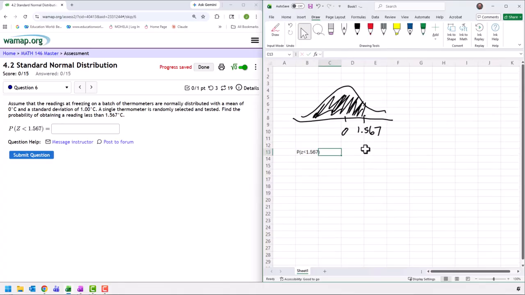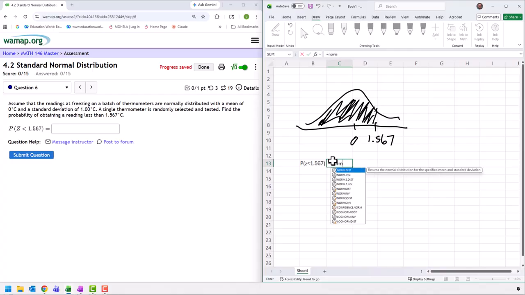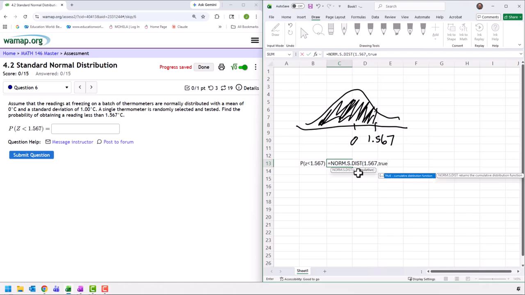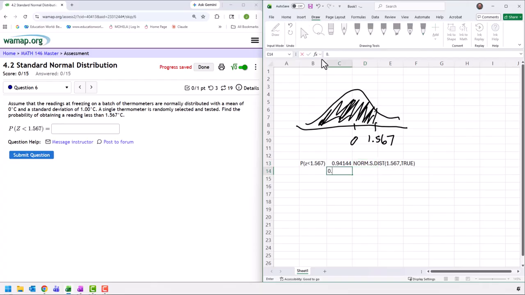So I'll write the probability that z is less than 1.567, and I'll zoom in on this a little bit. So we'll be using the normal standard distribution. And notice if I click here, it says z-score and then cumulative. So the z-score is the 1.567. And then true gets me the area to the left of that. I said 75%, it's like 94%. A little different. Round this to 4 decimal places.